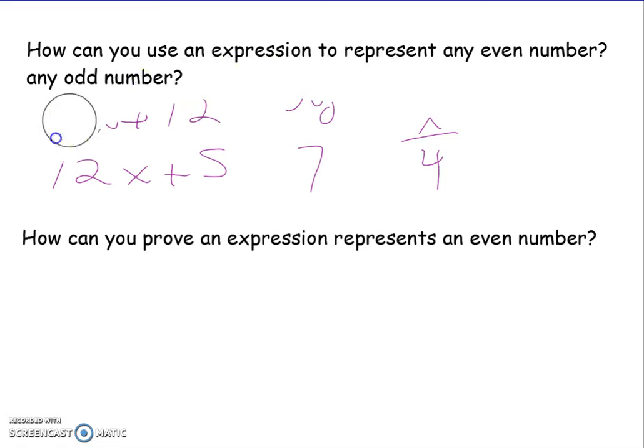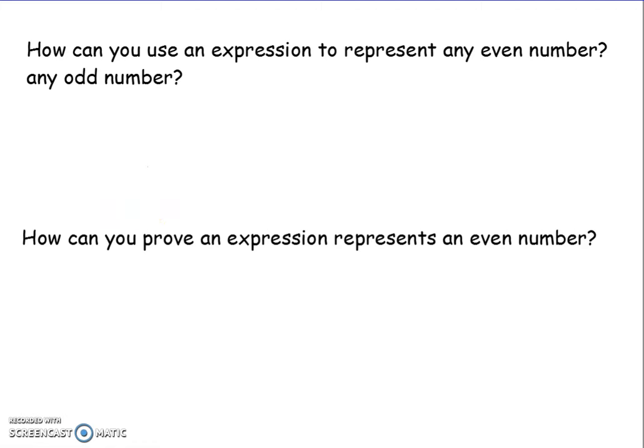So we want an expression that could represent any even number. Well, if I put 4, does 4 represent any even number? It only represents the number 4. So I'm going to switch over here for a second. Let's talk about what makes an even number an even number. Shout out some even numbers. 2, 4, 6, 8. Okay, what makes these numbers even?